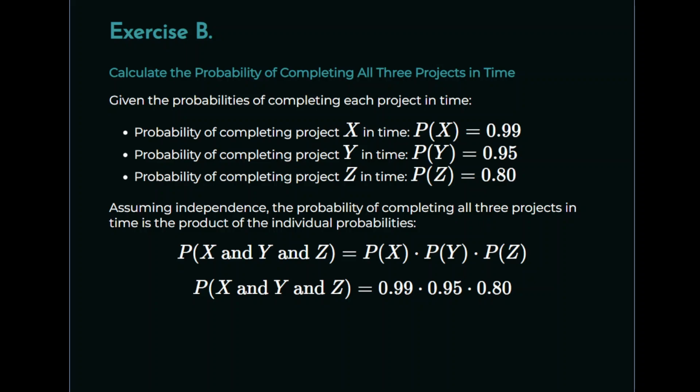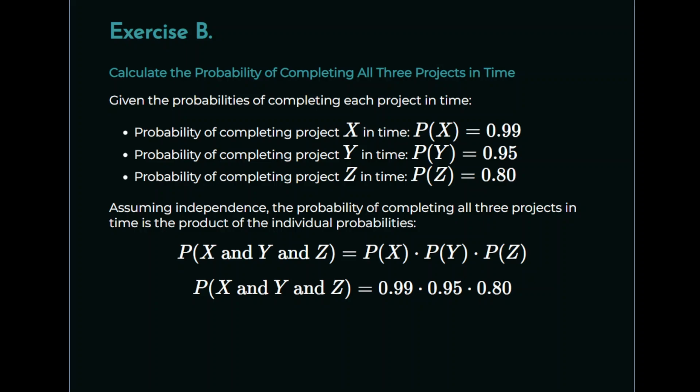So, assuming independence, the probability of completing all three projects in time is a product of the individual probabilities. So, probability of X and Y and Z, that means all three in time, is the probability of X times the probability of Y times the probability of Z. Multiply the probabilities of independent events to get the joint probability. So there we have it.